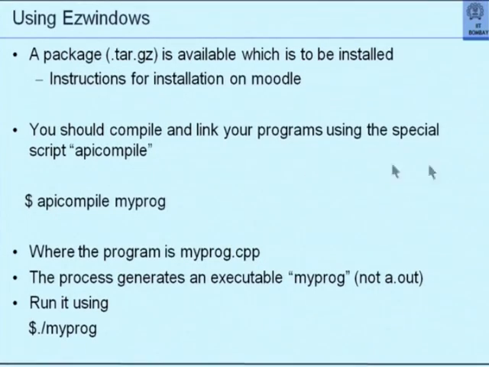You should compile and link your programs using a special script, API compile. So instead of saying C++, you should say API compile myprog, not myprog.cpp. I'll tell you the reason in a moment. The program is myprog.cpp and it will create an executable called myprog. You can simply run it by ./myprog. This is the reason why you should not give .cpp.